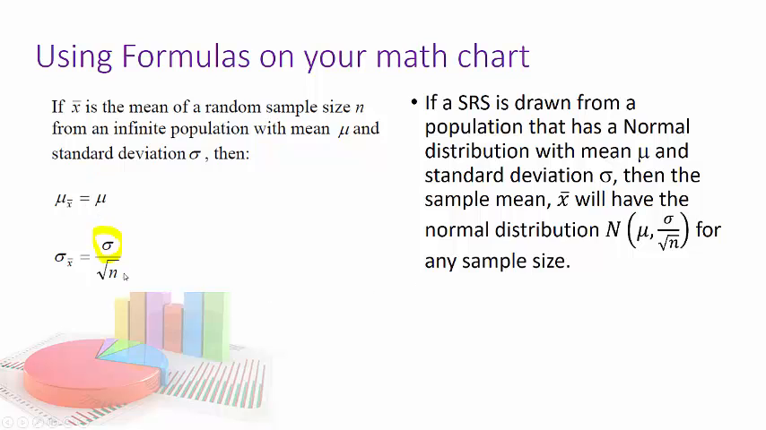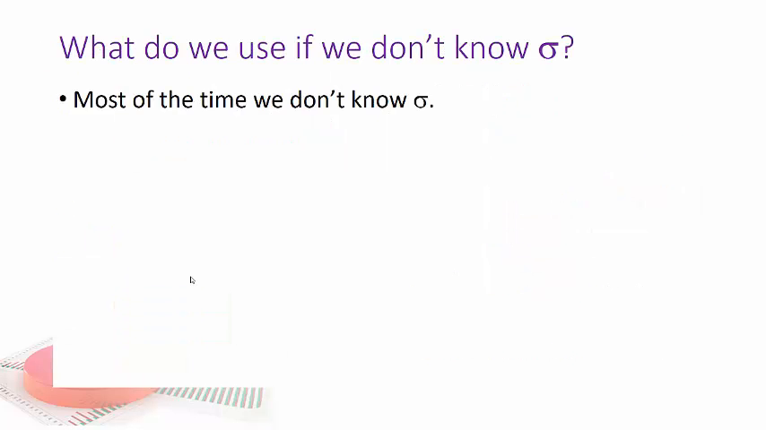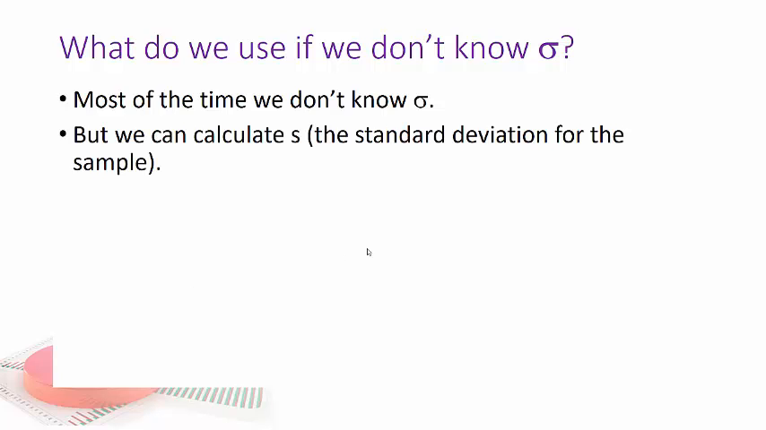Here's our model that we had from last time. You have your mean as this, and the standard deviation for your mean is the standard deviation for the population divided by the square root of n. But in real life, you rarely know the sigma. So what do we use if we don't know sigma? Most of the time we don't know it. That's the whole point of taking samples. But we could calculate s.